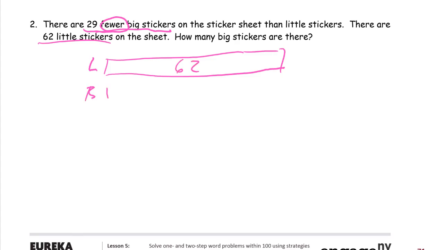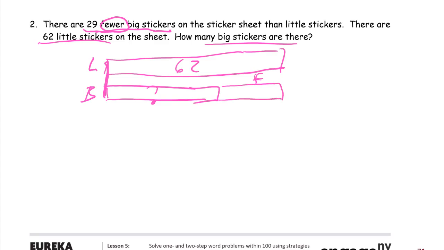And the big stickers, B for big, try to get your endpoints to match up on your tape diagrams if you can. We don't know how many big stickers there are, because that's the question. How many big stickers are there? But what we do know is the fewer, F. We do know how many fewer there are. There's 29 fewer. So that's the difference between the two.